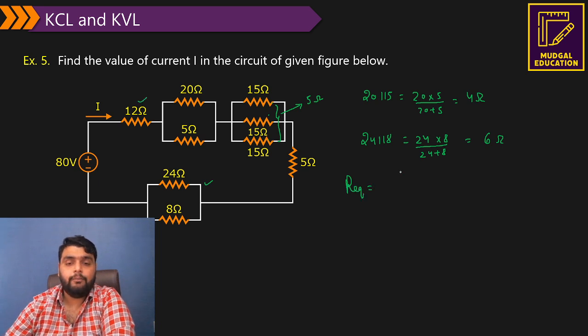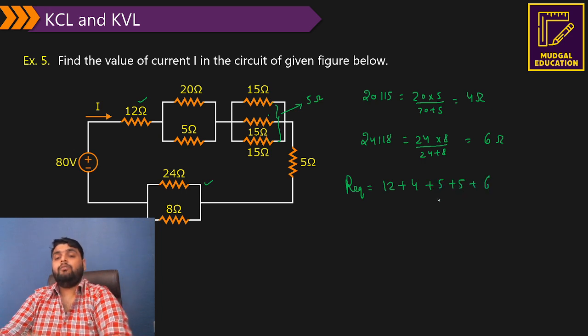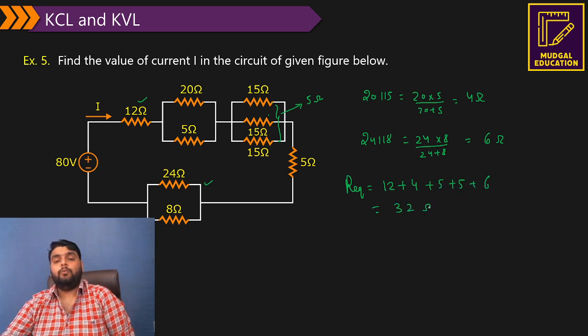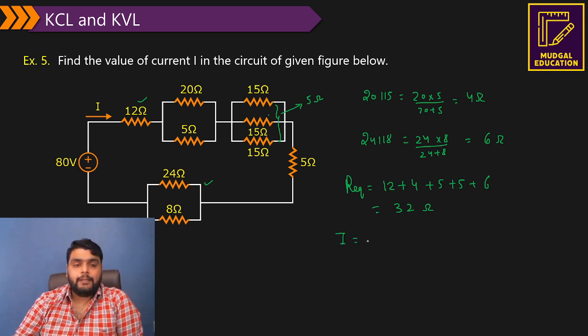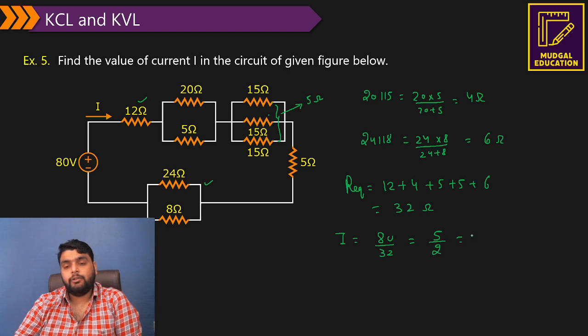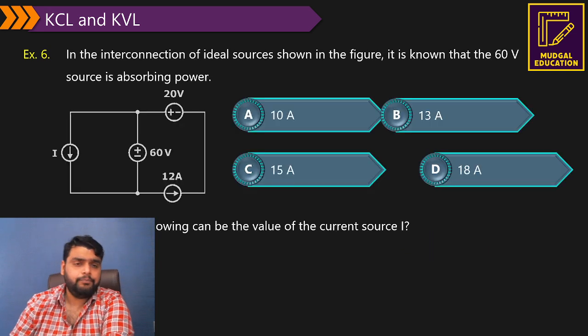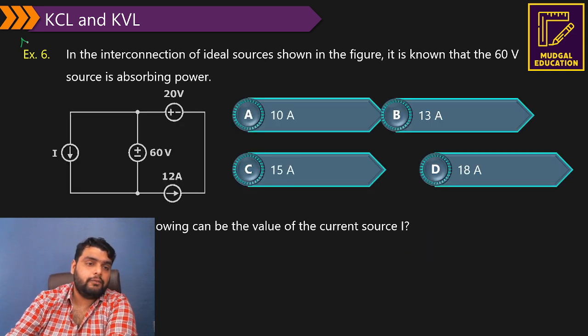Simple. Now all the resistors are in series, so I can say what is R equivalent? We have 12 ohm, then we have 4 ohm, then we have a 5, and then we have a 6. So how much does it come out to? 12 plus 4 is 16, plus 6 is 22, plus 5 is 27... the total is 32 ohm. So what is the current I? It is equal to 80 divided by 32. Simple. If you cancel by 8, it comes out to be 10 over 4, so it comes out to be 2.5 ampere. Simple. Next, it's a very good question.